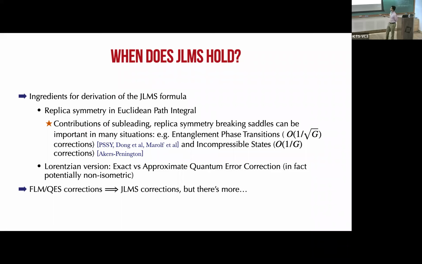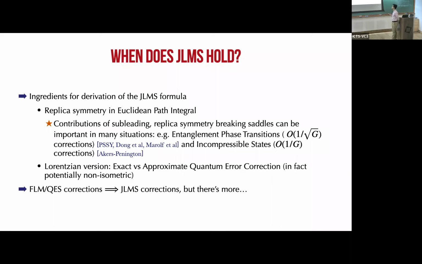In recent years, since we've gotten more control over the path integral, this point has been called into question for various purposes. There are various situations where replica symmetry breaking saddles can actually be important. One such example is when you're near an entanglement phase transition. In some sense, the Ryu-Takayanagi formula is not well defined there, although we understand in what sense it holds in various models. Typically what happens is it leads to order 1 over square root G corrections to the FLM formula, which are significantly large.